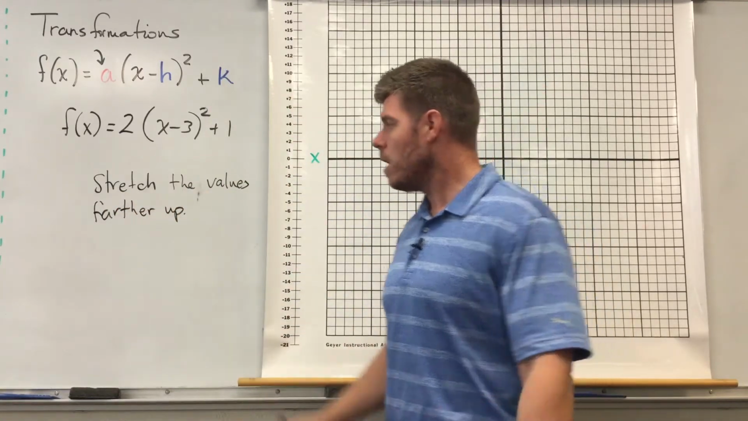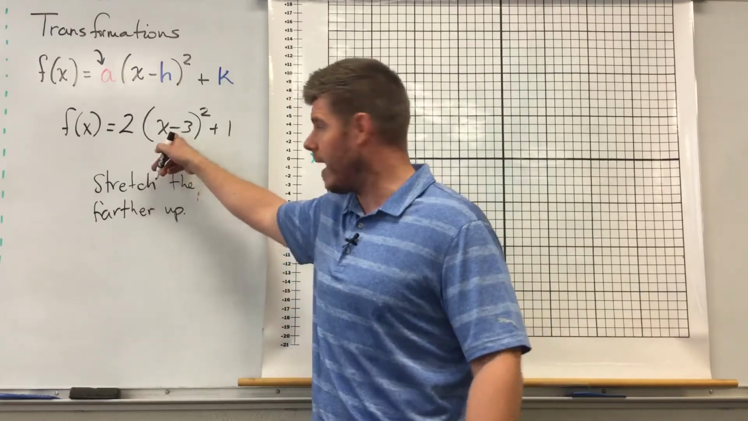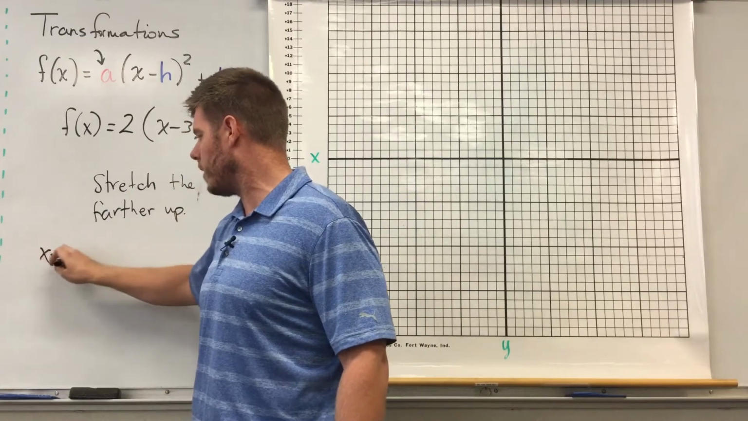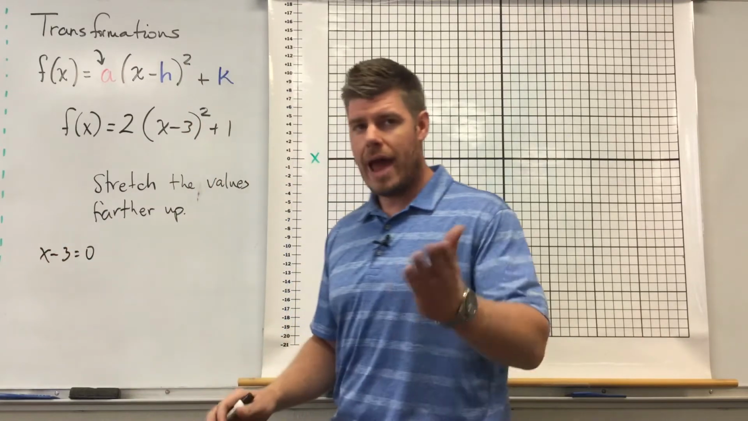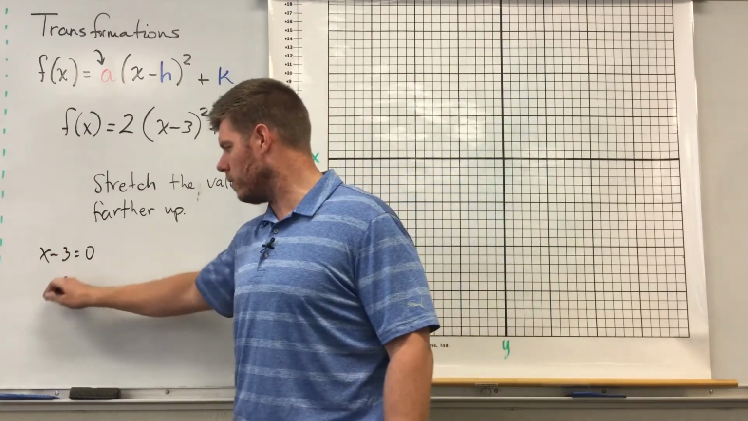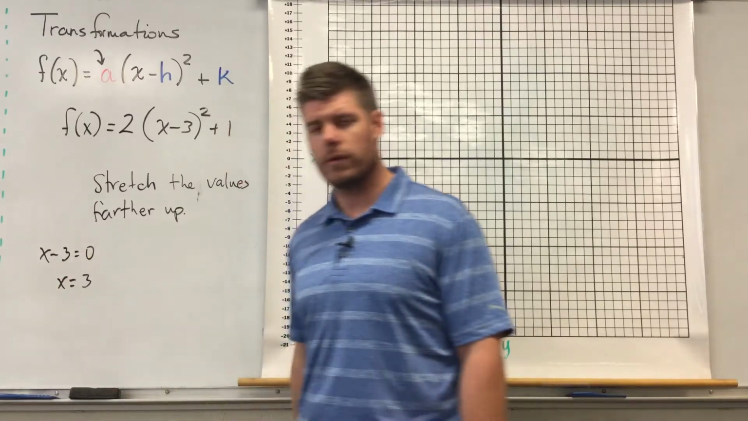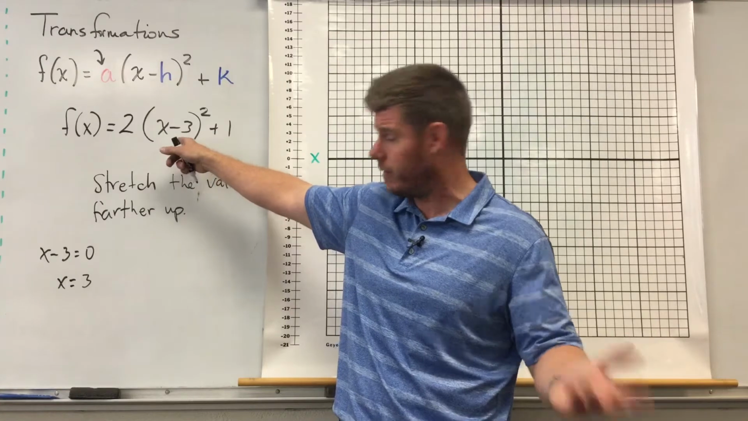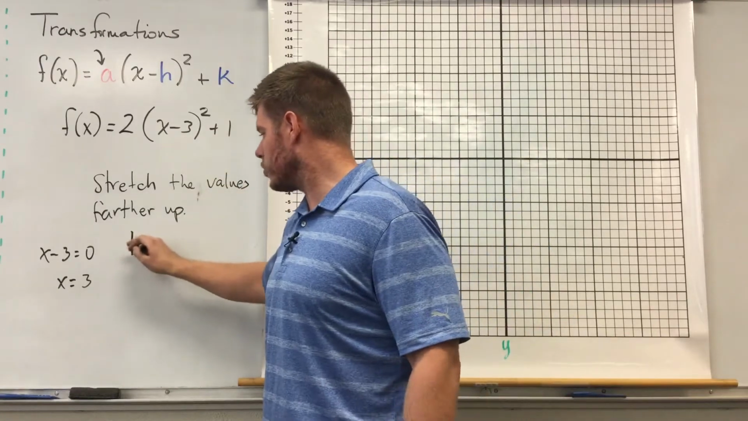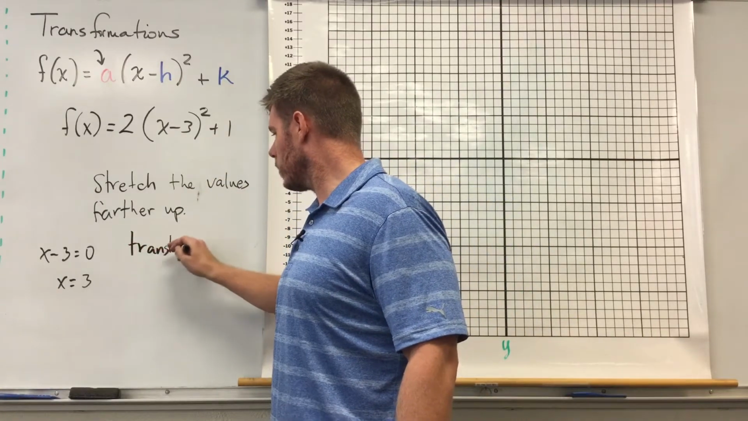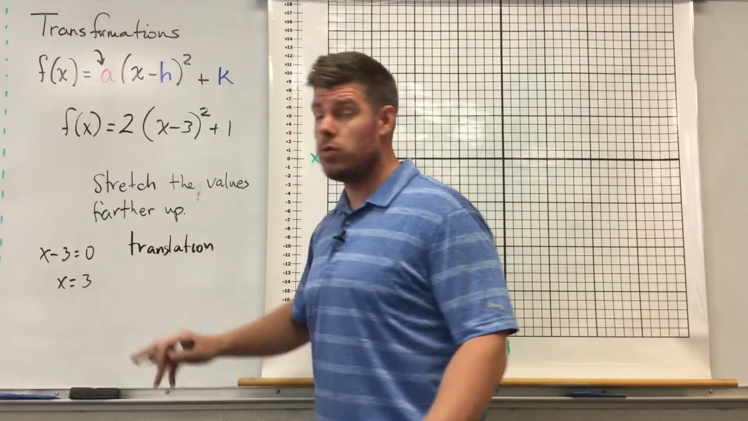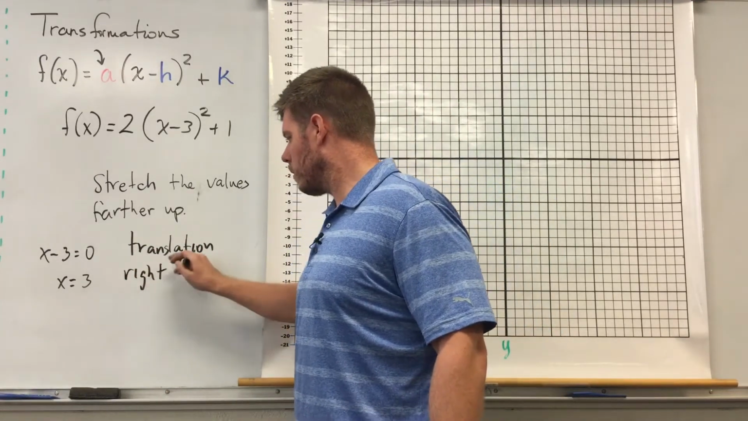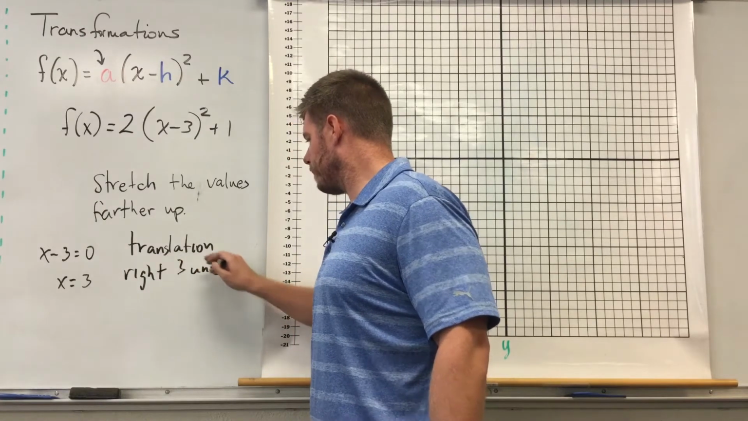And then we take a look at this value. If you want to, again, you just simply set this interior equal to 0. You get x minus 3 equals 0. And now when you solve for x, x will tell you what your shift was. Well, x equals 3. So again, the shortcut to this is you're literally just taking the opposite of the value that's on the inside. So what I have here is a translation to the right, 3 units.